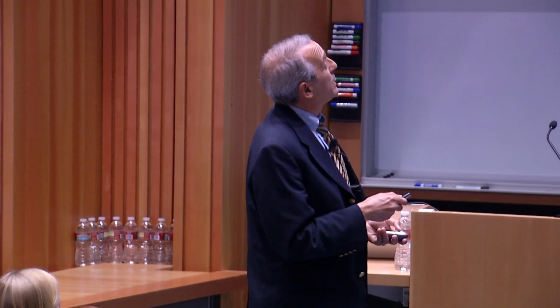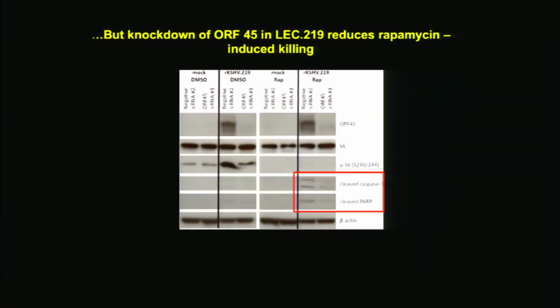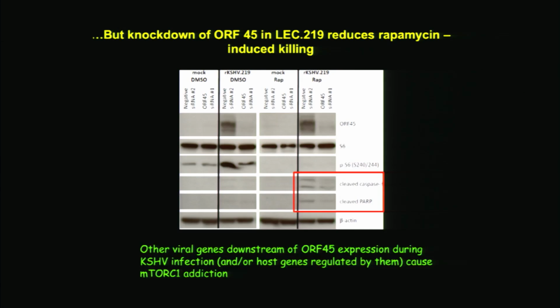By contrast, if you take a lymphatic endothelium and infect it with the whole virus, and then knock down ORF45, you diminish that apoptotic response as judged by PARP and caspase activation. So what this suggests is that ORF45 is responsible for upregulating the signaling pathway, but it's not responsible for the addiction. The addiction is a secondary event that happens downstream of ORF45, either due to one or more of those many other viral genes that are on, or, formally speaking, even a host gene that might have been turned on by the pathway. That's what's responsible for the addiction. It's actually going to be quite interesting to try to figure out what that biochemistry is, but we don't understand that yet.